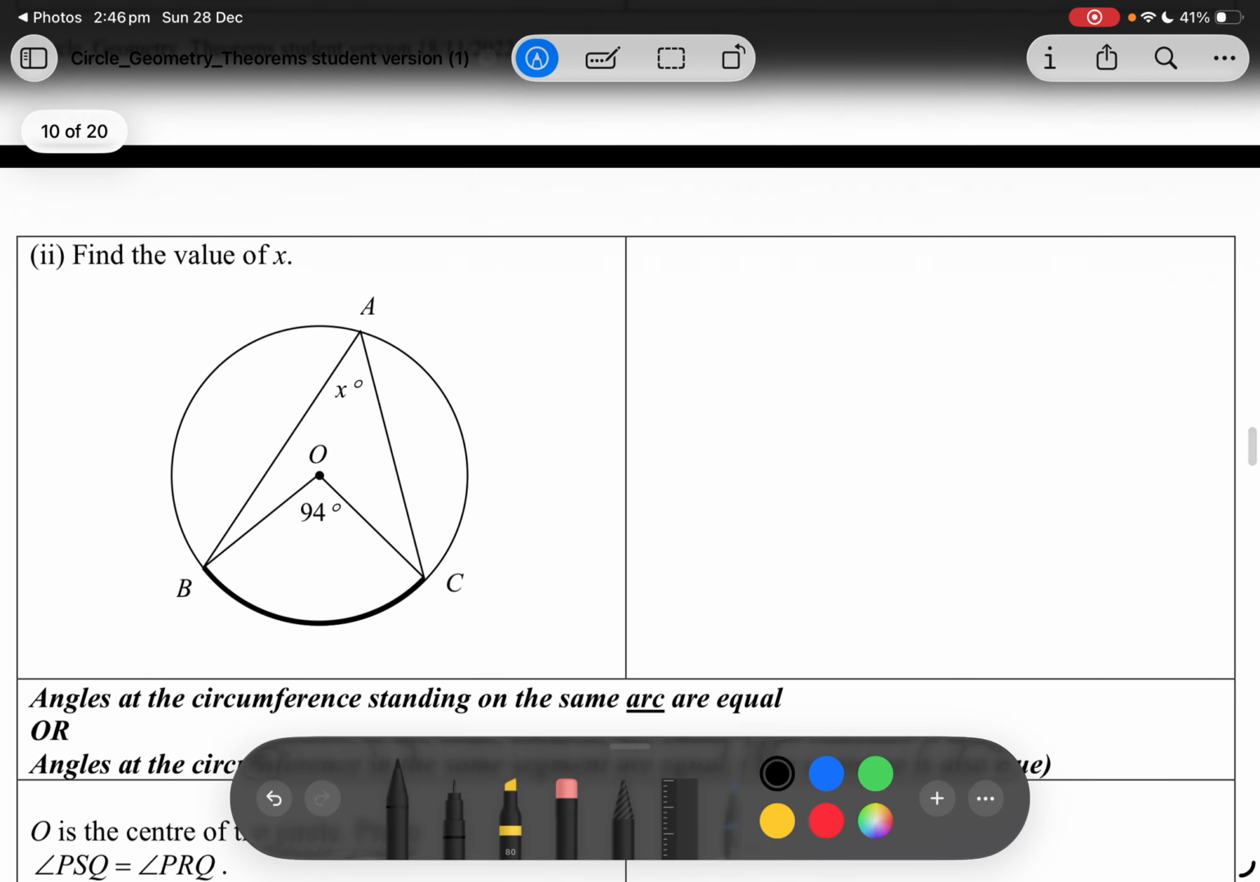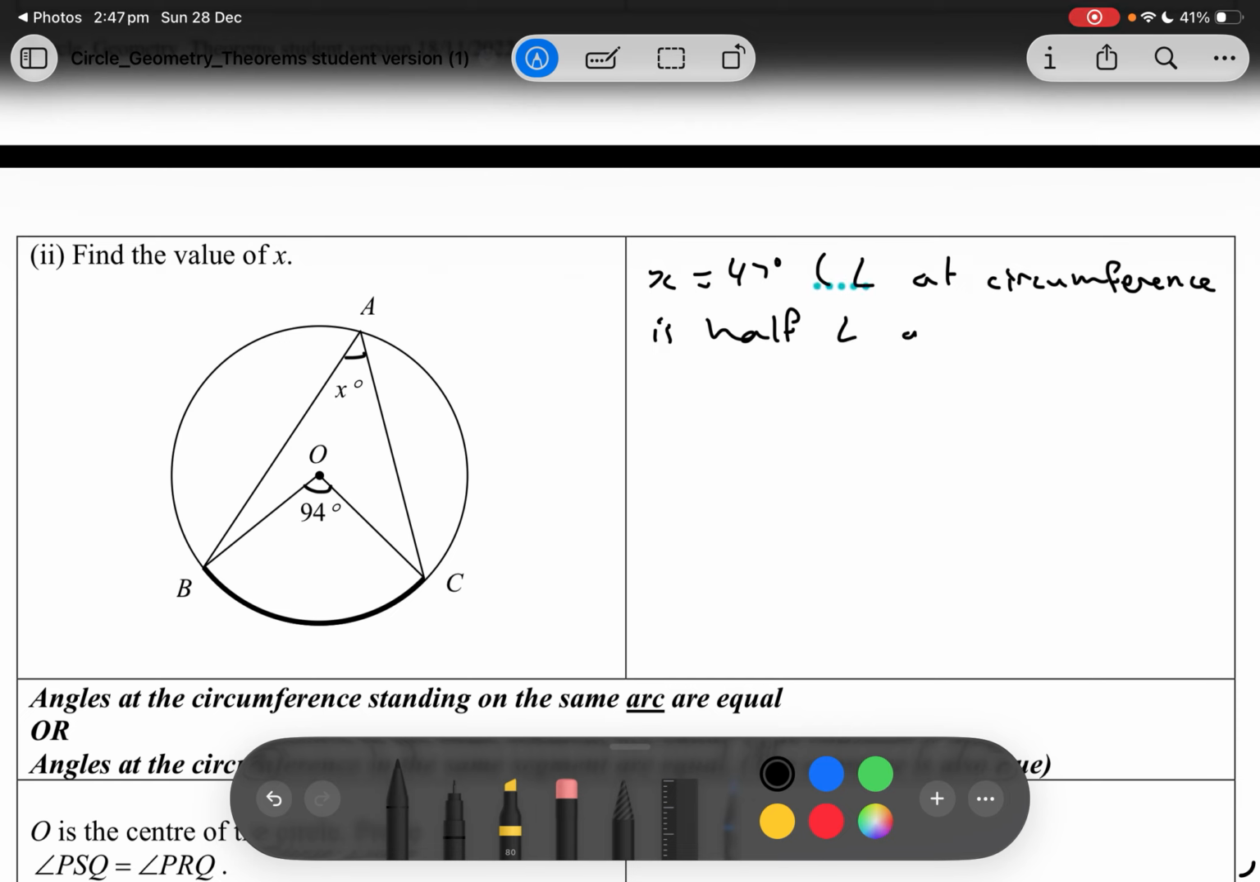Now, similar example here. We're given that the angle at the center is 94 degrees. We want to find the angle at the circumference. So it's going to be half of that angle at the center. So x is going to equal 47 degrees. And the reason we're going to put is the angle at the circumference is half the angle at the center standing on arc BC.